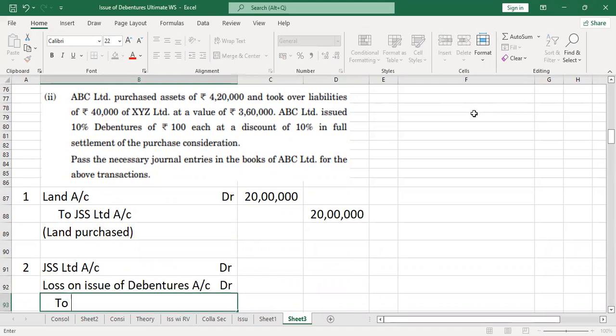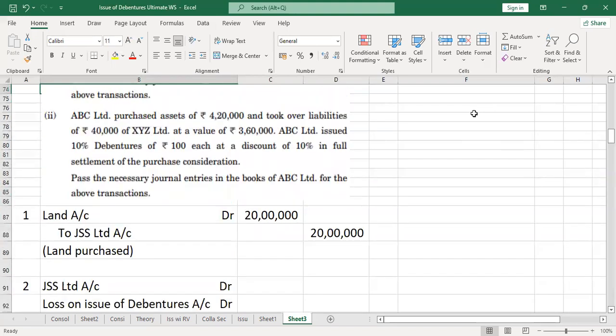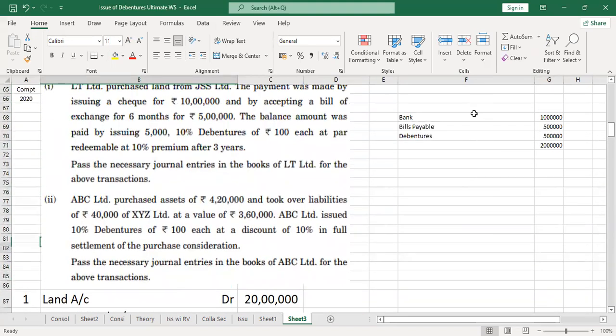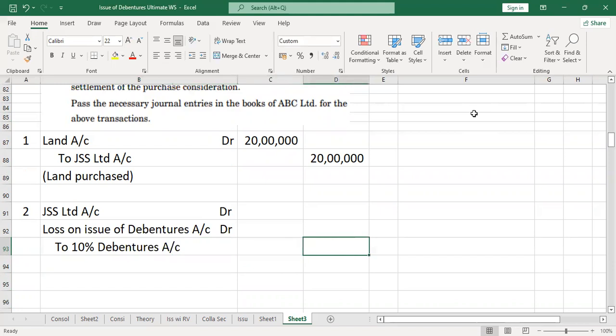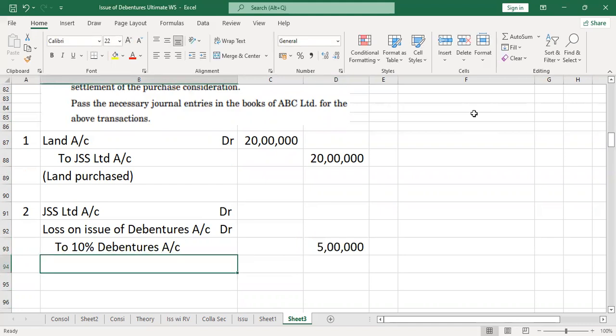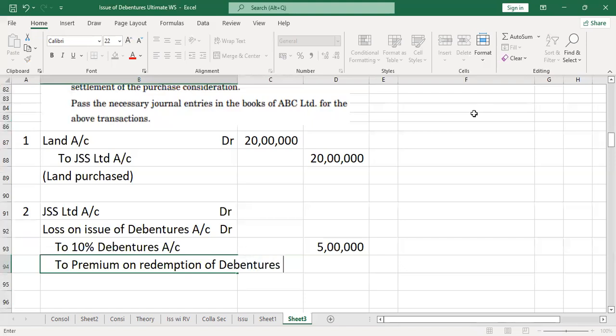Therefore, there will be loss on issue of debentures. Debit to how many percent debentures? I think it was 10% debentures. Yeah, 10% debentures account. I told you the debentures account will always be credited to the face value of debentures. So that is 5,000 debentures of 100 each, and therefore it will be 5 lakh. And the premium on redemption of debentures will be credited when we are going to redeem the debentures at premium. Premium on redemption of debentures account.